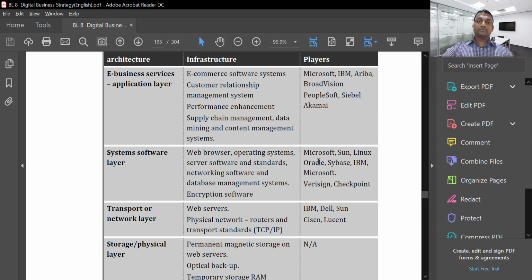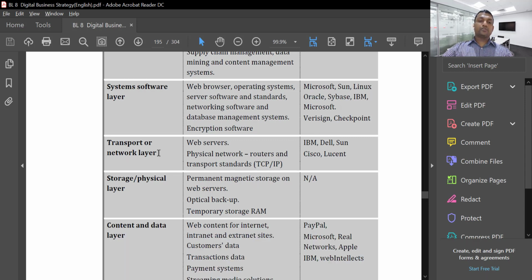Those software are handled by these brand names or organizations: Microsoft, Sun, Linux, Oracle, Sybase, IBM, VeriSign and Checkpoint. Then the transport or network layer. In this categorization, we have the web servers and the physical network itself, the routers, the cabling. This is mostly handled by devices and equipment from IBM, Dell, Sun, Cisco, and Lucent.